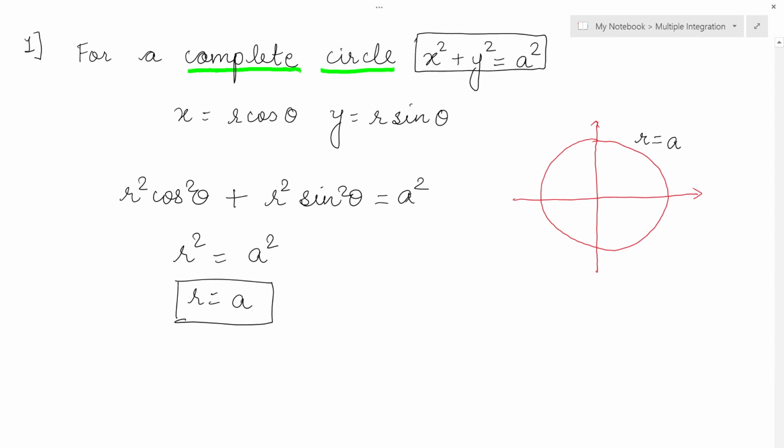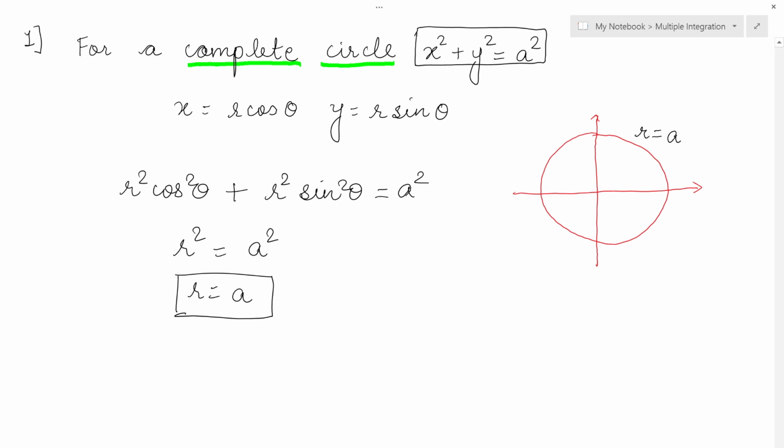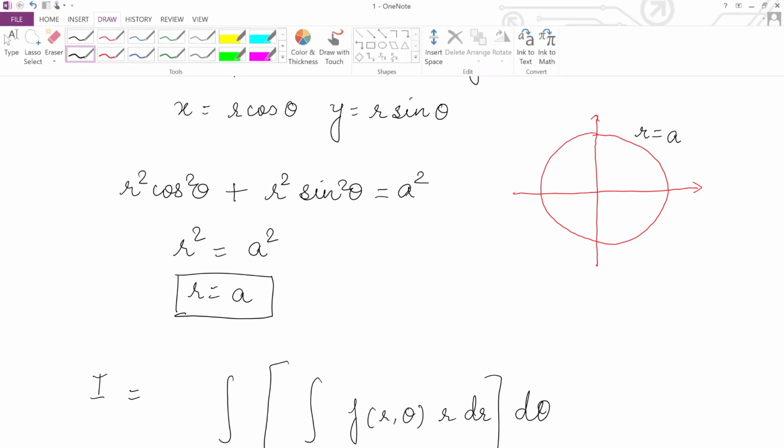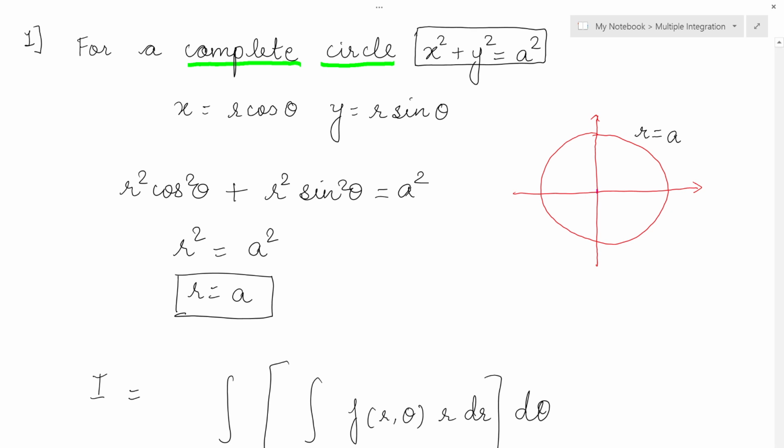So polar form will be r is equal to a. Now once you get the equation in the polar form, you know that my integration for a complete circle, the inner limits are in terms of r and the outer limits are for theta. This is constant f of r and theta, r dr d theta. Okay, so let us find the limits of integration. Here again I repeat, you do not have a vertical strip or a horizontal strip. Here you have a radial strip.